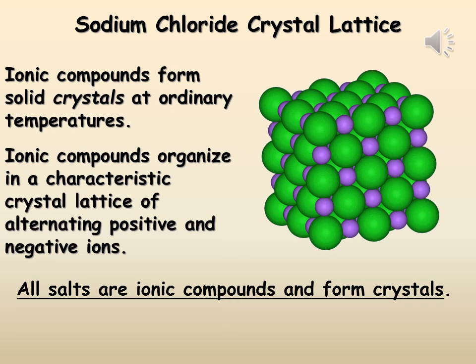Ionic compounds are very strong. The strength of an ionic compound comes from the crystal lattice structure. In this structure, the green spheres represent the chlorine atoms and the purple spheres represent the sodium atoms. If you look very carefully, you'll notice that every chlorine atom is surrounded by 6 sodium atoms and every sodium atom is surrounded by 6 chlorine atoms.